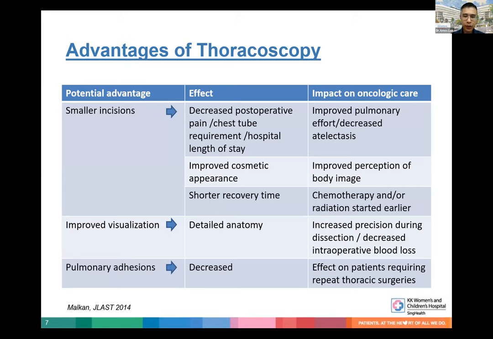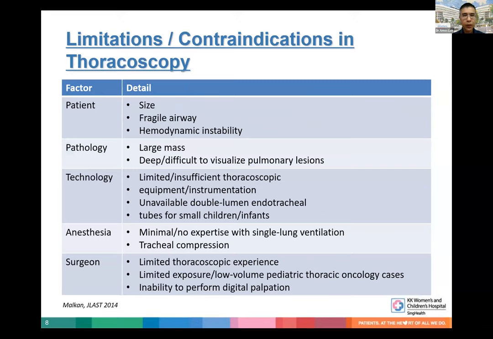The improved visualization, I think, is something that we don't appreciate well enough. You've got magnification on the scope far more than you're able to ever achieve with a pair of loupes. That does increase our precision and also reduces our concerns about things like blood loss. And lastly, navigating pulmonary adhesions, which can be very bloody and difficult when done open.